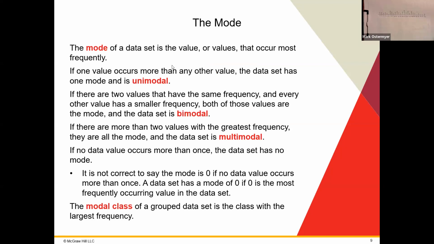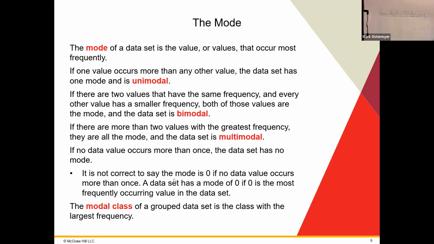The mode is a third measure of central tendency. It is the most frequently occurring data point or data points in your data set. That's what a mode is. Some data sets only have 1 mode, in which case we call it unimodal. Some data sets have 2 modes, in which case we call it bimodal. Any data set that possesses more than 2 modes, we call it multimodal. Okay.